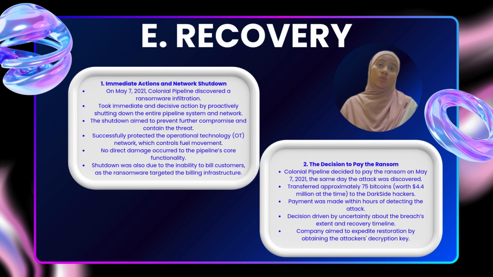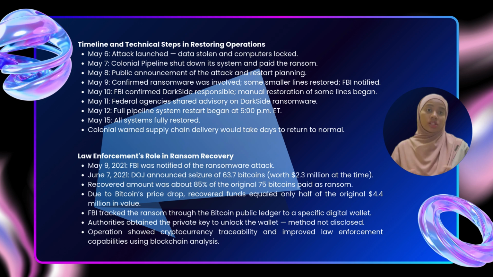Colonial Pipeline decided to pay the ransom on May 7, 2021, the same day the attack was discovered. They transferred approximately 75 bitcoins, which was $4.5 million at the time, to the DarkSide hackers. The payment was made within hours of detecting the attack, and the decision was driven by uncertainty about the breach extent and recovery timeline. The company aimed to expedite restoration by obtaining the attacker's decryption key. So, the timeline and technical steps in restoring operations.